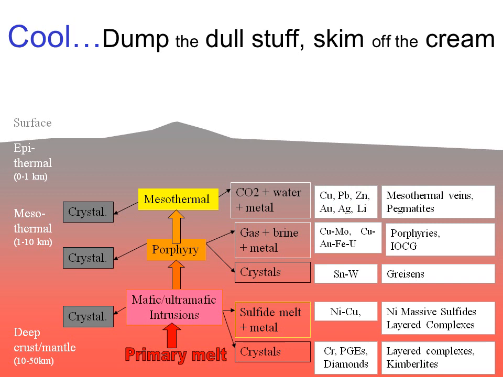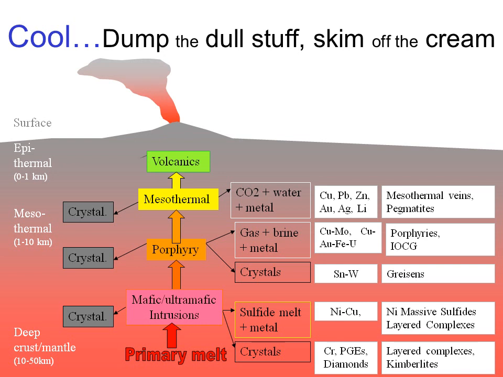Lithium's another odd one like the tin and tungsten in greisens. It forms in pegmatites. It's not important, we won't talk about it again. But copper, lead and zinc and gold in particular are very important in mesothermal veins. Most of the greenstone deposits worldwide, which are big gold suppliers, are of this sort.